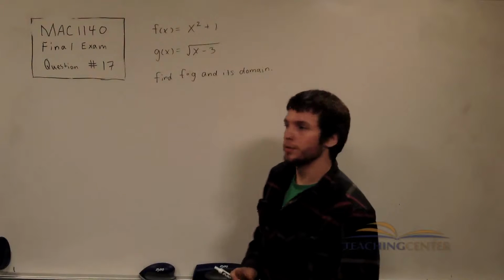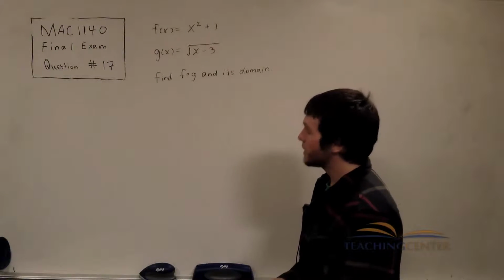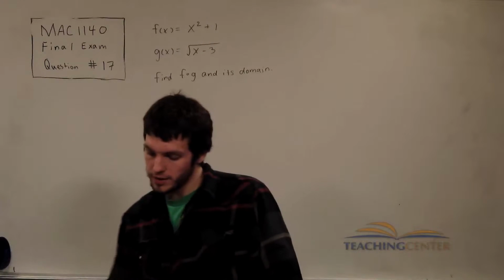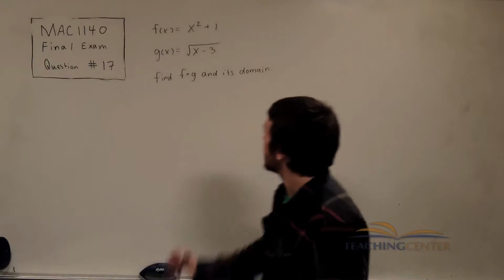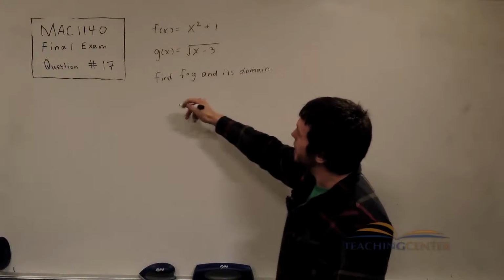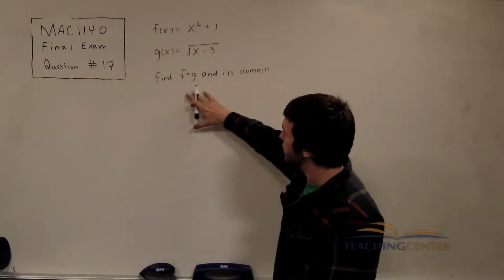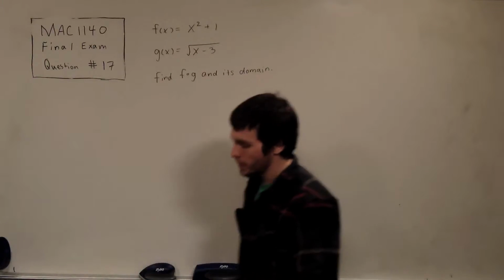This is MAC 1140, question 17 on the final exam. The question gives us these two functions. f of x is equal to x squared plus 1, and g of x is equal to the square root of x minus 3, which I've written here. It asks us to find f composed with g and the domain of f composed with g.